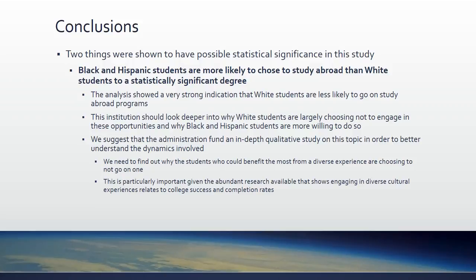So we're going to suggest that the administration fund an in-depth qualitative study on this topic, sit down and talk to students, get their stories in order to better understand the dynamics involved. We need to find out why students who could benefit the most from a diverse experience are choosing not to go. And this is particularly important given the abundant research available that shows engaging in diverse cultural experiences relates to college success and completion rates. Let's put some money behind this one and see if we can't get a clearer picture of what's going on.